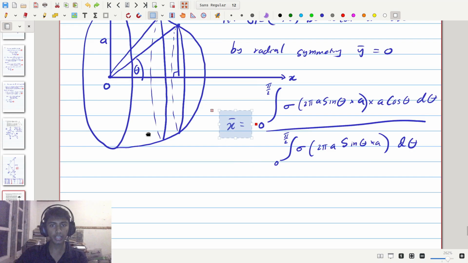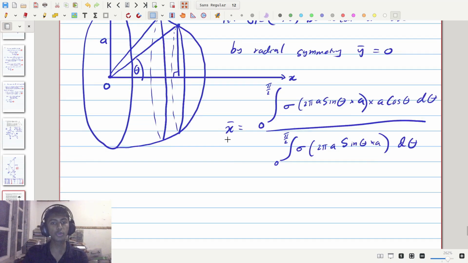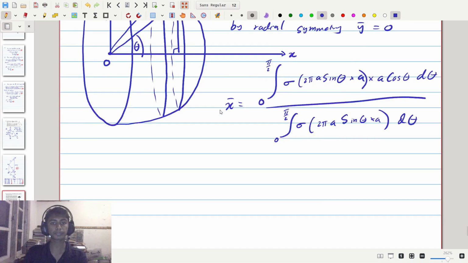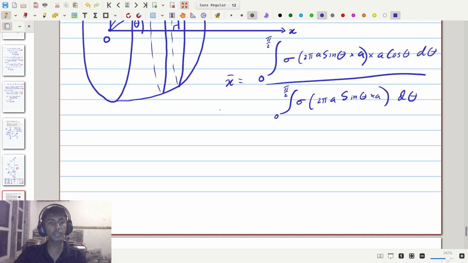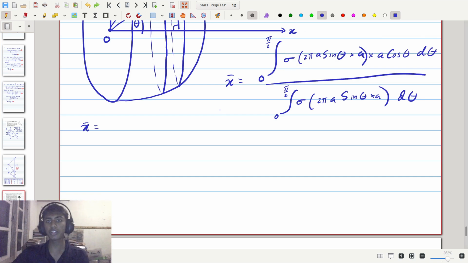Now again, as I said, the y coordinate is not necessary since it's equal to 0 by symmetry, so all we need to do in this situation is to find the x coordinate. So if I simplify these two integrals here, I can say that x bar is equal to, and in these two integrals we can see there are a lot of constants that I can take out. Sigma is a constant, 2 pi is a constant, a is a constant, here a is a constant, and here also a is a constant.